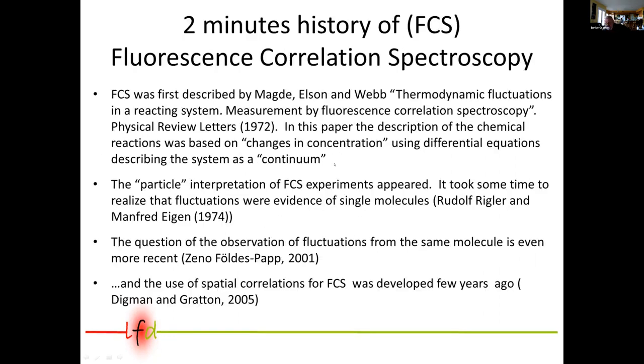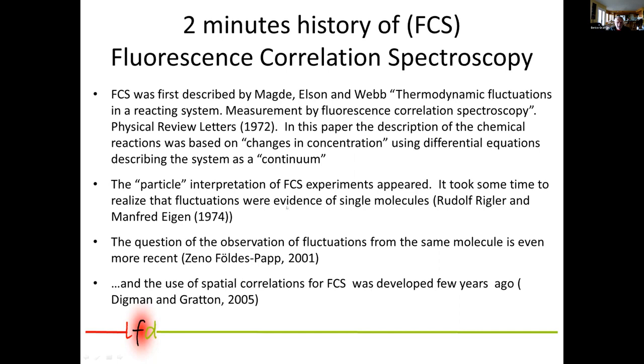That paper was using differential equations describing the system as a continuum. What I say from the very beginning is that the chemistry of the system is made of single molecules, so it is better we focus directly on single molecules, which is different from using differential equations describing the system as a continuum. The idea to use a particle interpretation of the fluctuation experiment appeared originally in the work of Rudolf Rigler and Manfred Eigen in 1974. They always thought in terms of a single particle. It never occurred to them that they had to use concentration.